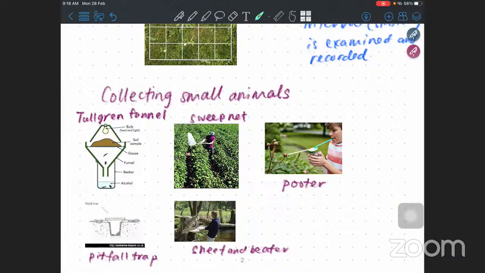Then we have the sheet and beater. With the sheet and beater, you have the sheet here, and then you use something to beat, and then the animals will fall onto the sheet, and then you can count.